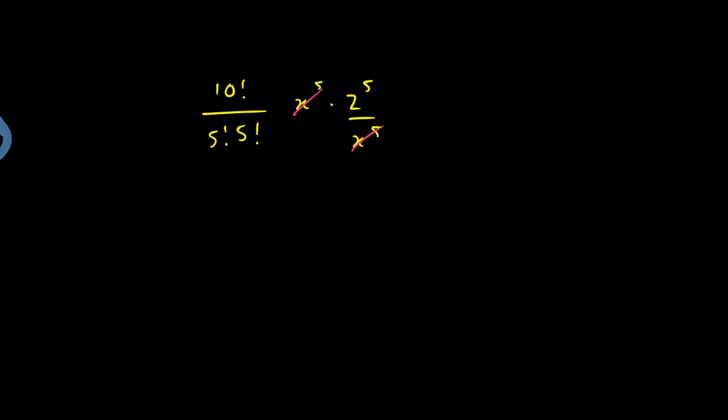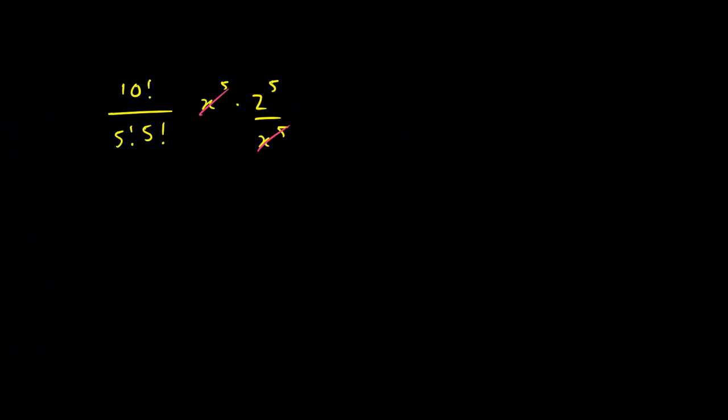So now we just got to simplify this. 10 factorial is 10 times 9 times 8 times 7 times 6 times 5 factorial, over 5 factorial times 5 factorial times 2 to the power of 5. Well, one of those 5 factorials can cancel off. That's gone and that's gone. And again, we'll try to simplify this.